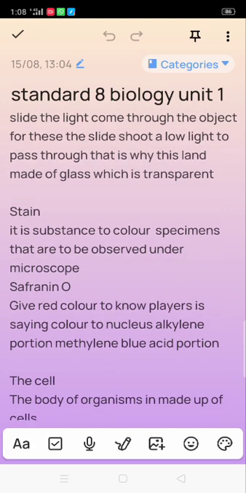Stain: it is a substance used to color specimens that are to be observed under a microscope. Safranin gives red color to the nucleus, an acidic portion. Methylene blue gives blue color to the nucleus, an acidic portion.